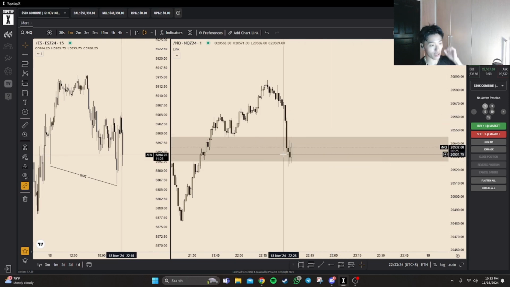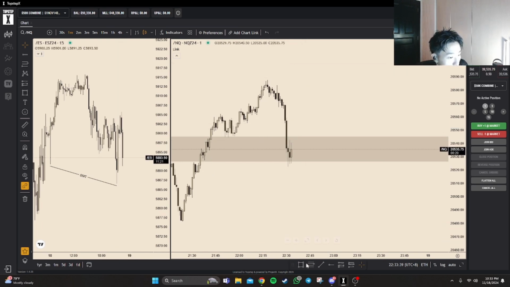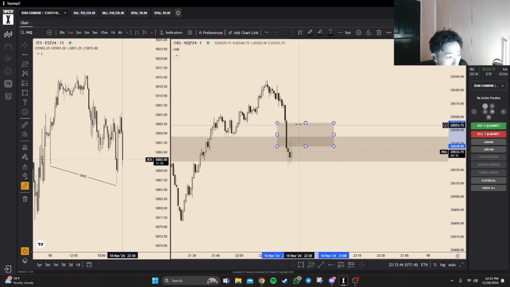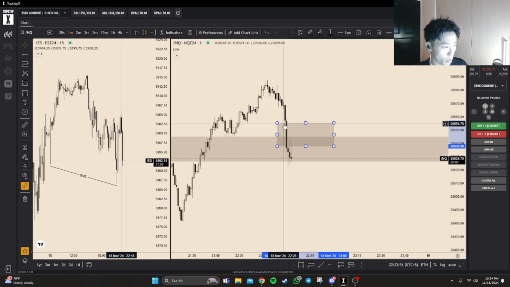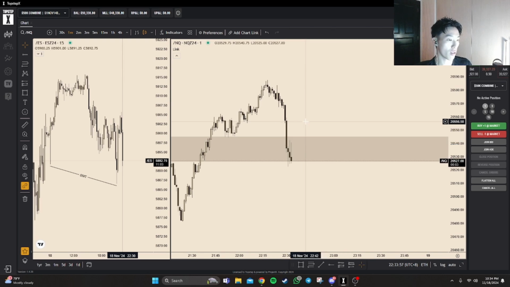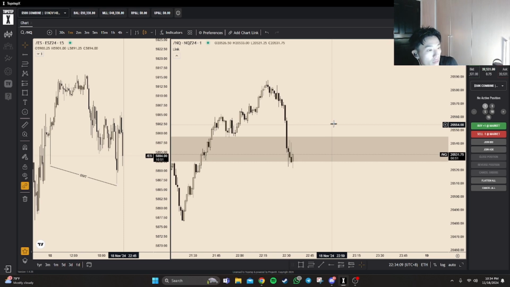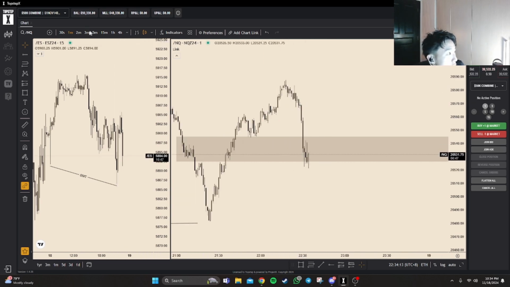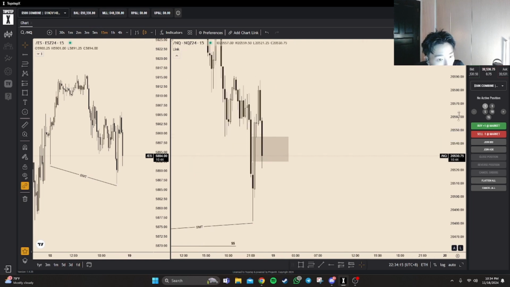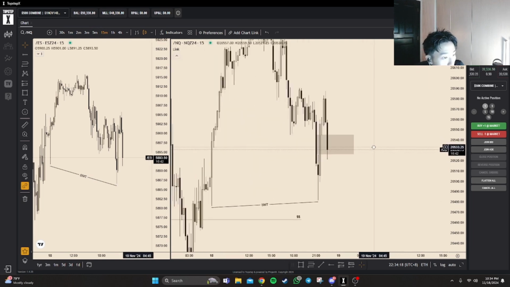I don't like entering off this because there's 2 FVGs. I'd prefer to have 1 FVG instead of 2, because let's say we disrespect this, we close above it, there's another one on top that might react off, so it's a bit less probable to go up, but we'll see. Depending on how we react off this is what our bias is gonna be for the day.